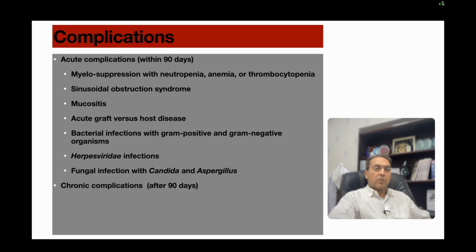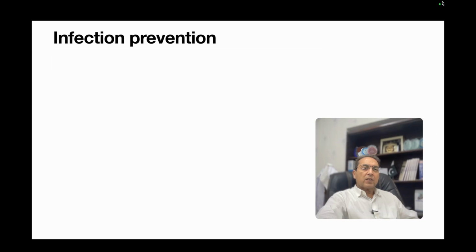Then you've got chronic complications which come after 90 days. There can be chronic graft versus host disease, infection with encapsulated bacteria, and reactivation of the varicella zoster virus. So these can be the potential complications. Now we will see briefly, one by one, these complications.